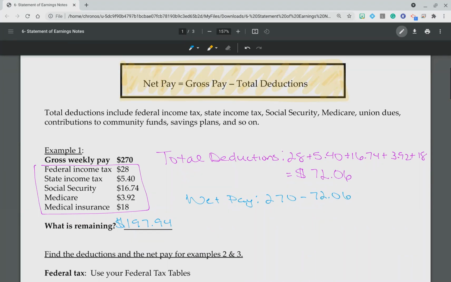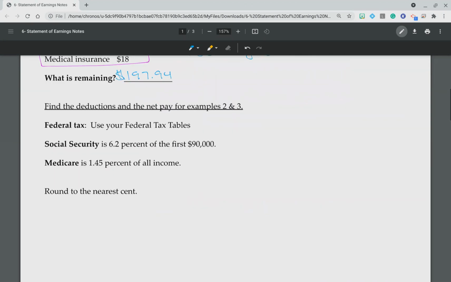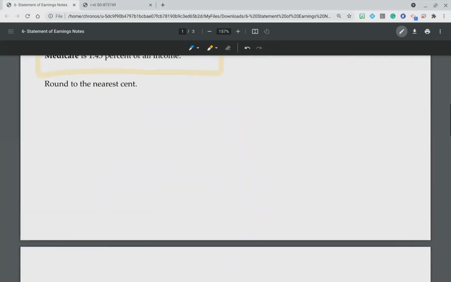All right, so it says find the deductions and net pay for examples 2 and 3. So we're going to have to use that federal tax table again. And then remember, Social Security is 6.2% of the first 90,000, and then Medicare is 1.45%. All right, so we're going to need all this stuff to solve the next couple problems. All right, so let's look at our first example.